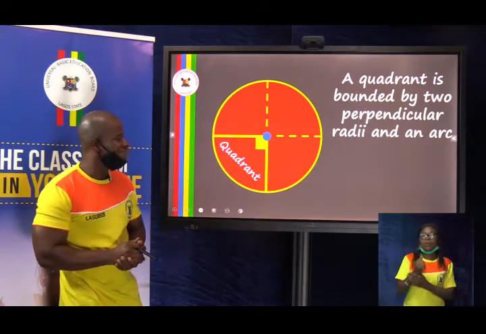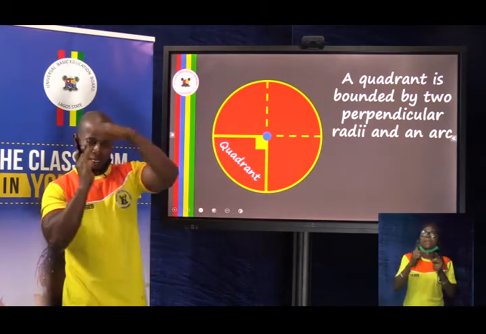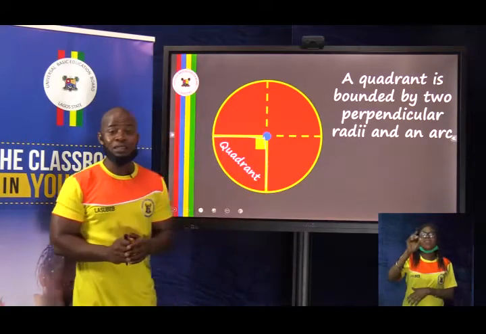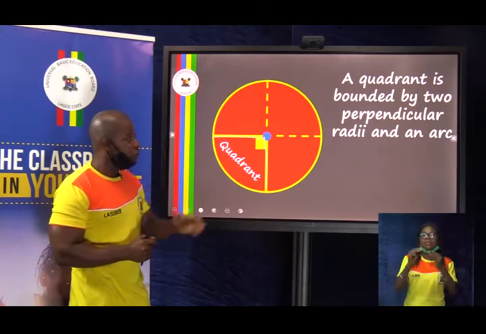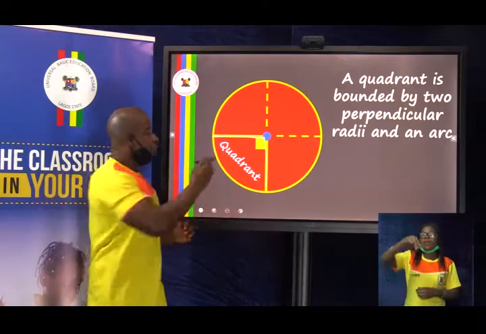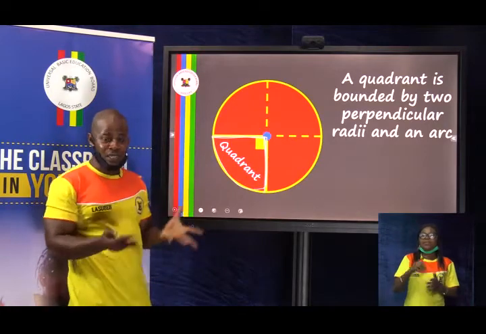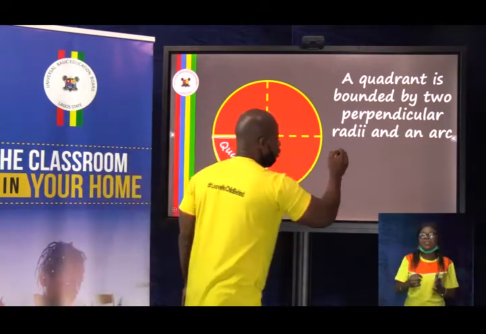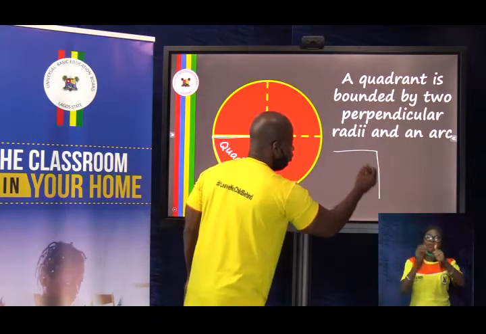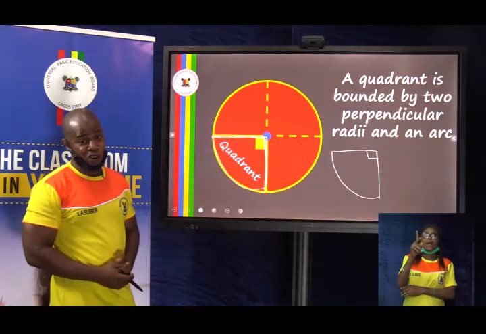A quadrant is bounded by 2 perpendicular radii. Big grammar. But I've taught you what perpendicular means. It means 2 lines that meet at 90 degrees. So when we say 2 perpendicular radii, that means radii that meet at 90 degrees. A quadrant is bounded by 2 perpendicular radii. That is, the fence of a quadrant is 2 radii that are perpendicular and an arc. That's what it means. Imagine this is somebody's house, and the fence of the house will be one line that is perpendicular to another one, and then closed by an arc. That is what you call a quadrant, my friend.